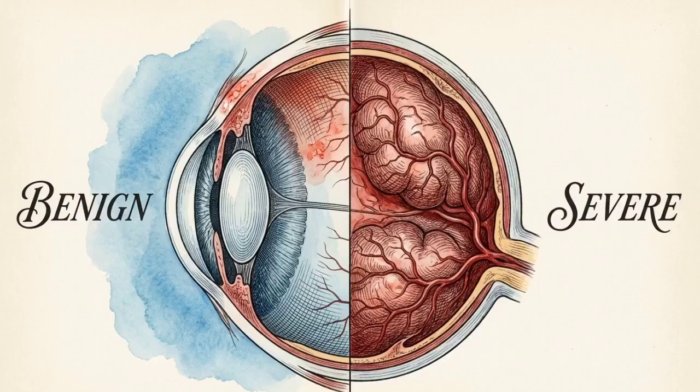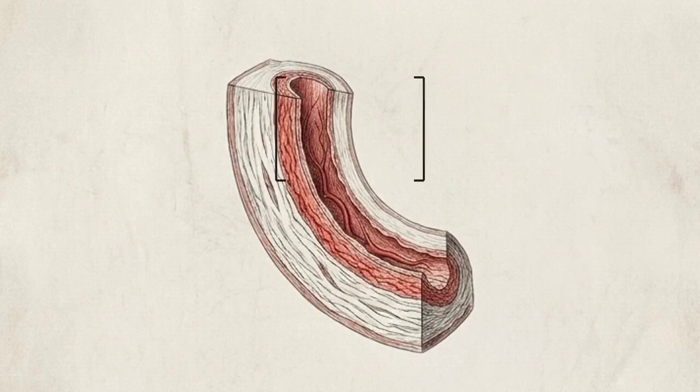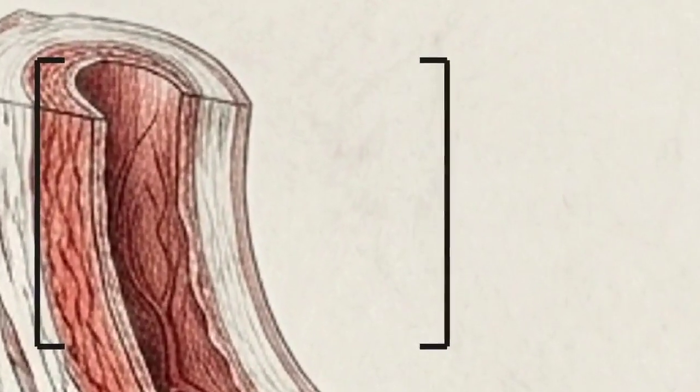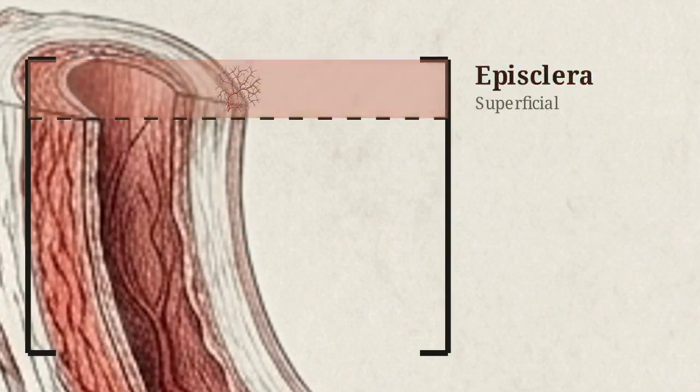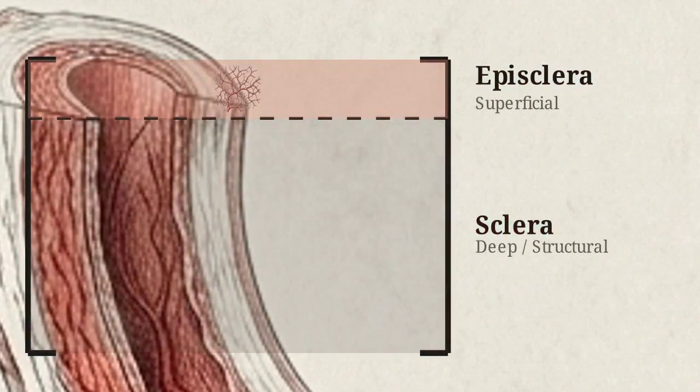We must determine if this is a benign surface irritation or a severe, vision-threatening intraocular condition. The immediate clinical challenge is isolating exactly which anatomical layer is inflamed. Is it the superficial episclera or the deep structural sclera beneath it?